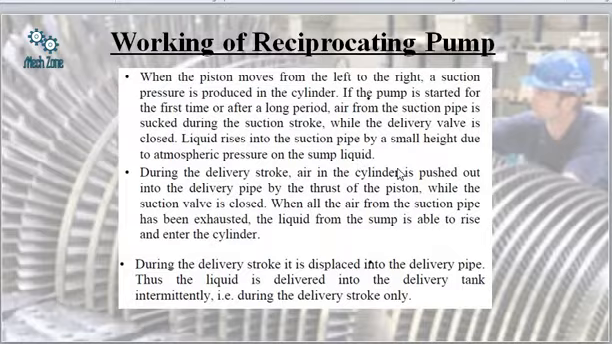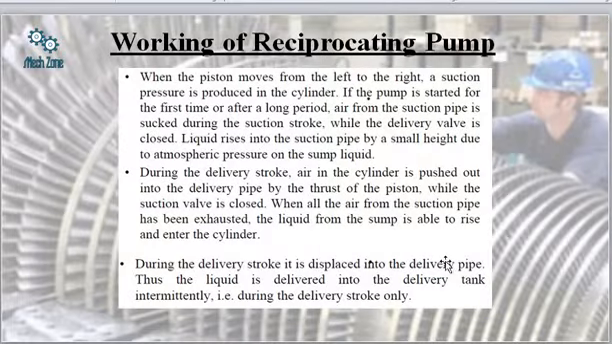During the delivery stroke, the air in the cylinder is pushed out into the delivery pipe by the thrust of the piston. Because of its reciprocating motion, it produces a thrust which is used to push the liquid from the cylinder during the delivery stroke into the delivery pipe, while the suction valve is closed. The suction valve is closed during the delivery stroke. When all the air from the suction pipe has been exhausted, the liquid from the sump is able to rise and enter the cylinder. During the delivery stroke, it is displaced into the delivery pipe, thus the liquid is delivered into the delivery tank intermittently, during the delivery stroke only.